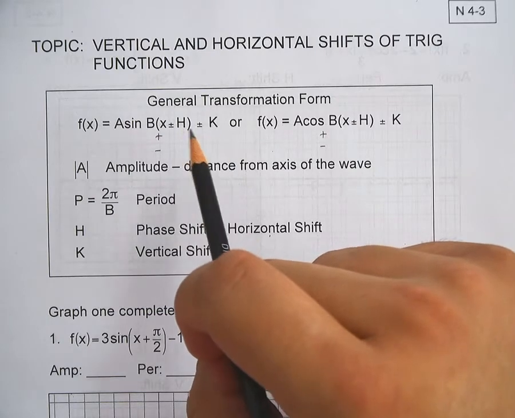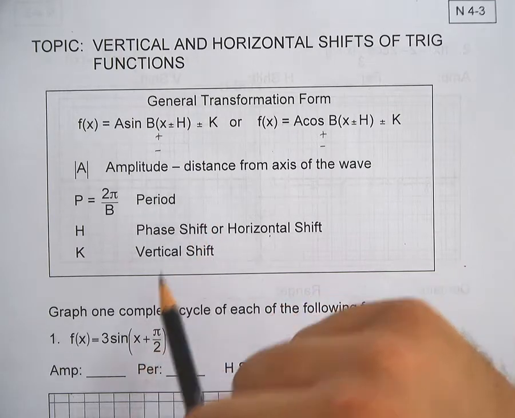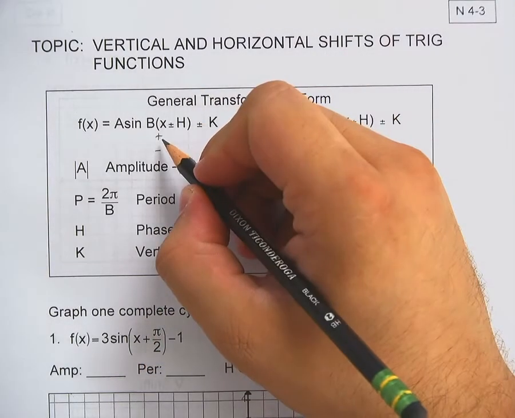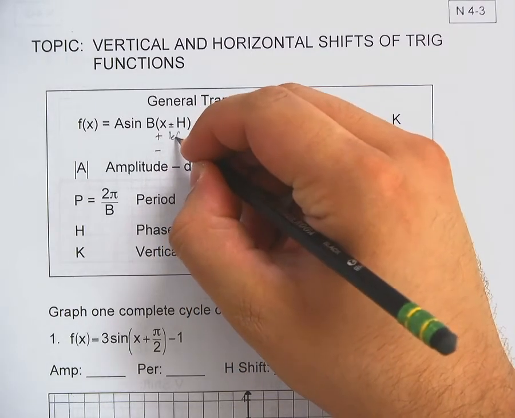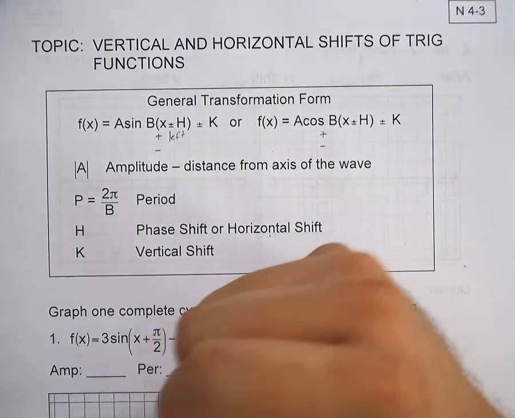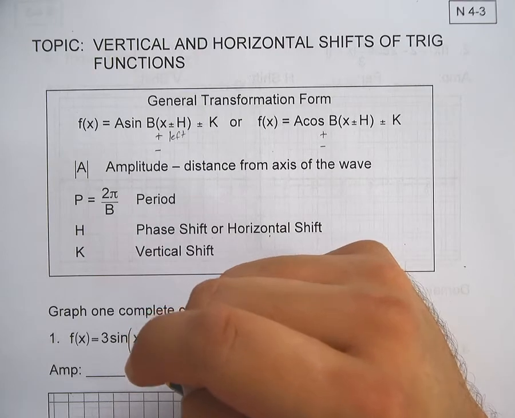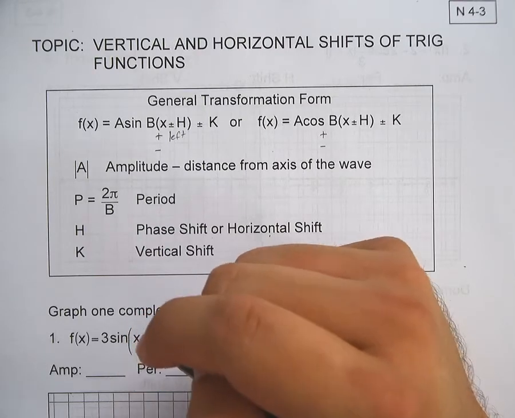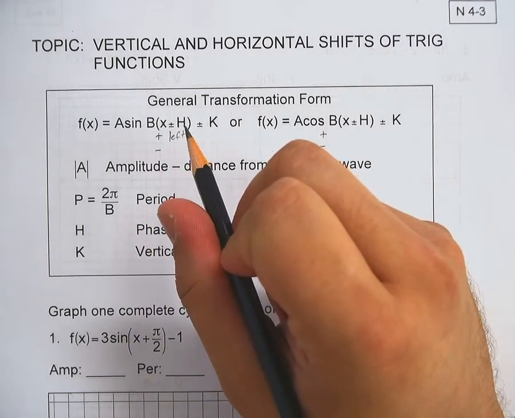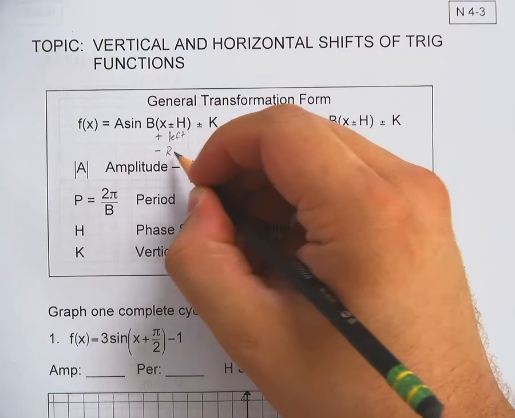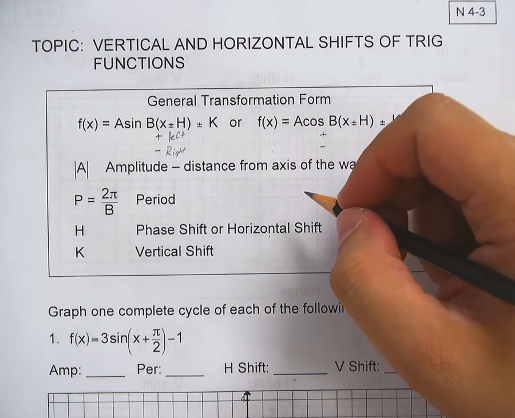Now this H is what moves it left or right. It's the phase shift, or the horizontal shift. If it's x plus H, that moves it left. It's kind of counterintuitive because you're adding H and it's moving left, but remember, this is transformation form. So remember, plus means you go left that number of units, and minus means you go right that number of units. So plus is left, minus is right.